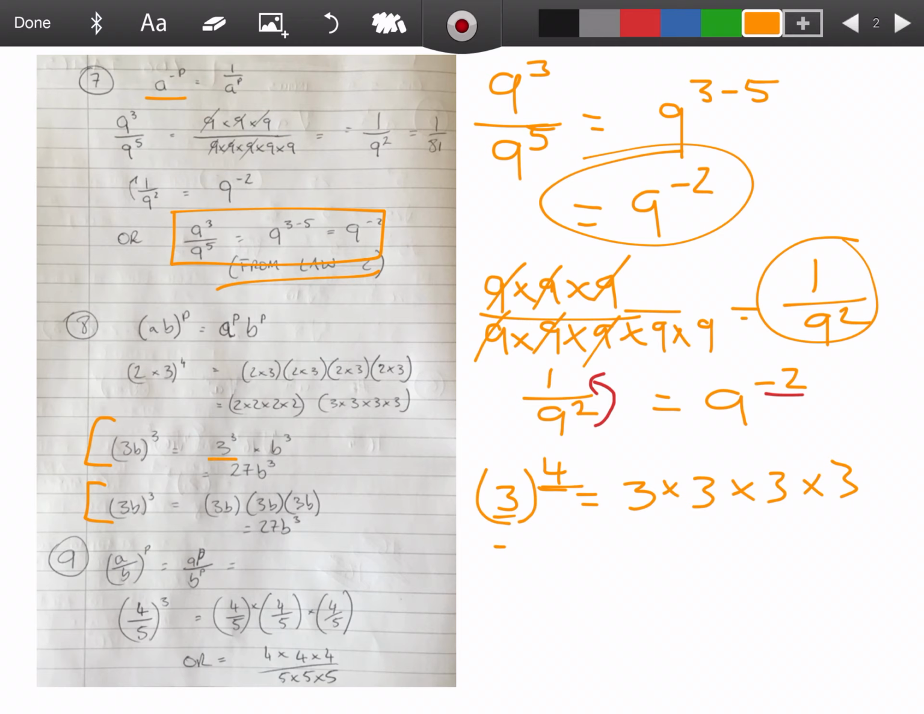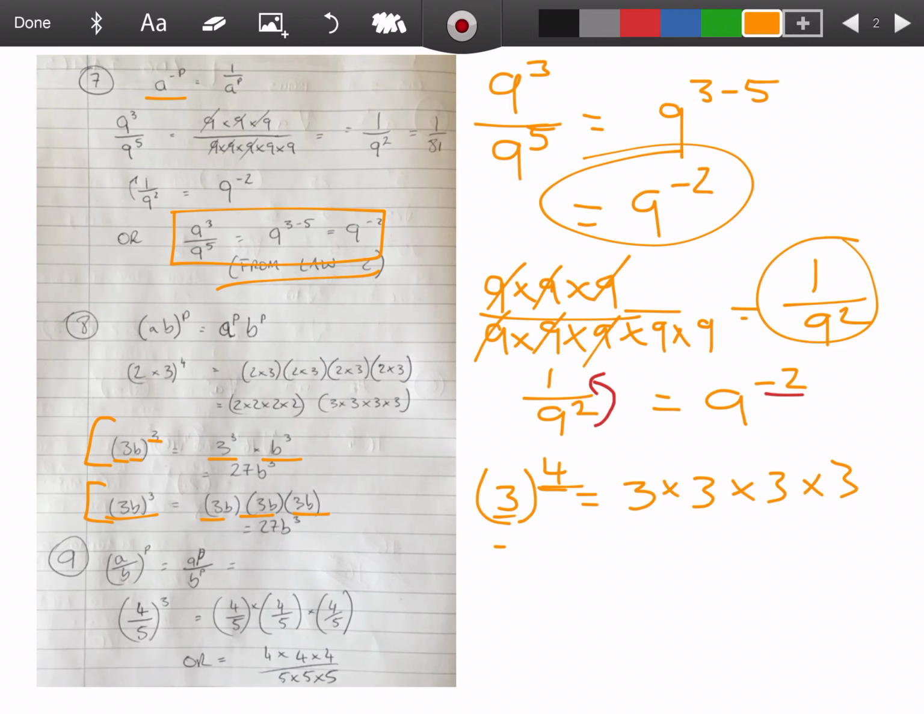You can see I've got 3 cubed by B cubed. Each part is to the power of the number on the outside of the bracket. Or, alternatively, you can just do it like that. Because that's how many times I have to multiply 3B by itself. 3 times. Nice and straightforward, I think, that one.